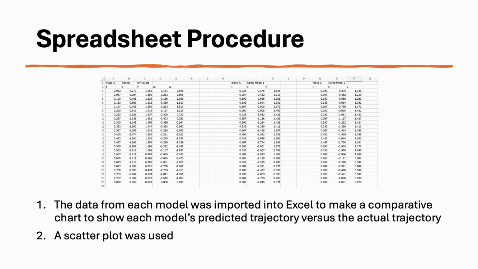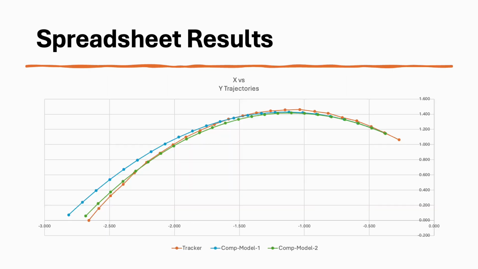All the data from the Tracker software, the VPython Model 1 and the VPython Model 2 were put into a spreadsheet, and then into a scatter plot. In the scatter plot, we can see the results of the Tracker software, Model 1 and Model 2 all plotted in the same plot. Here we can see that Model 1 overestimates the tracker by quite a lot, and Model 2 is able to keep relatively good track of it until the end, where it slightly deviates.